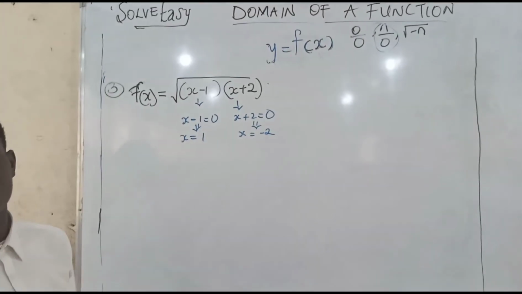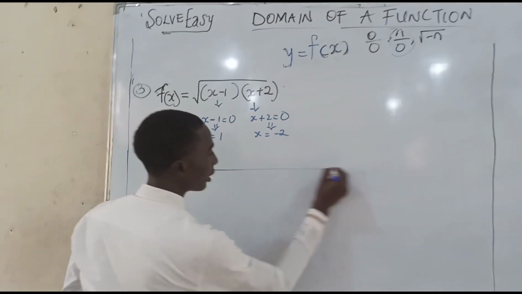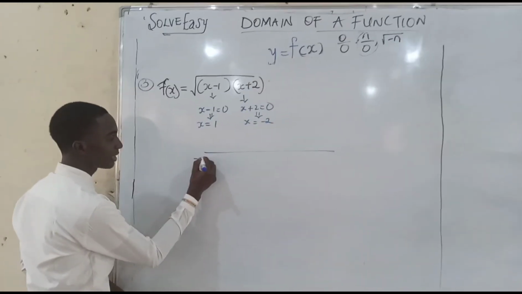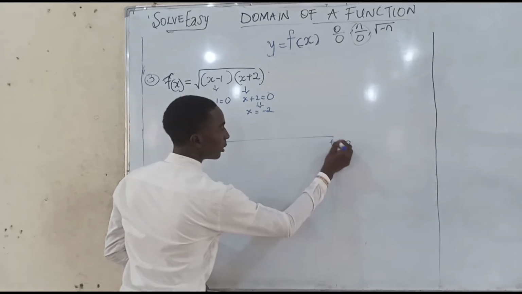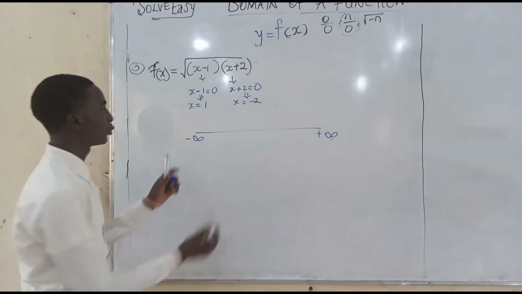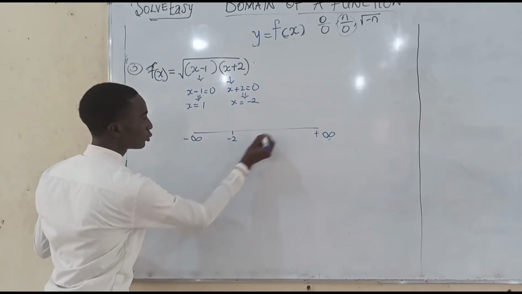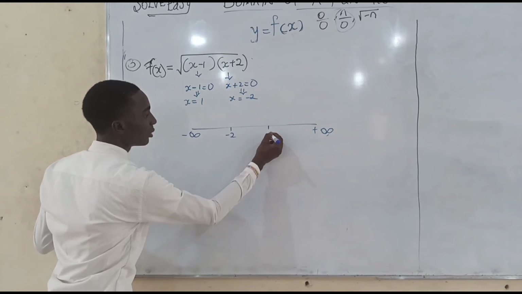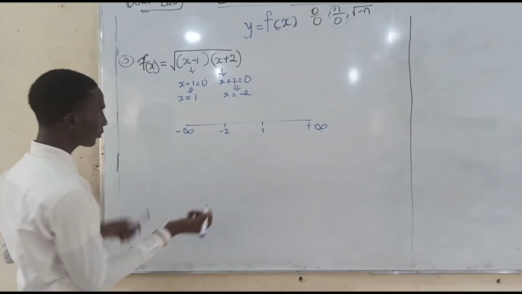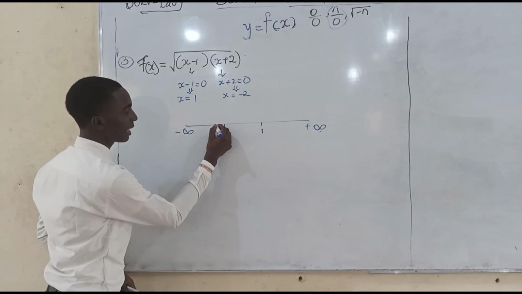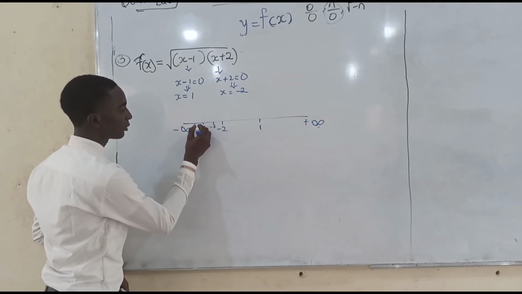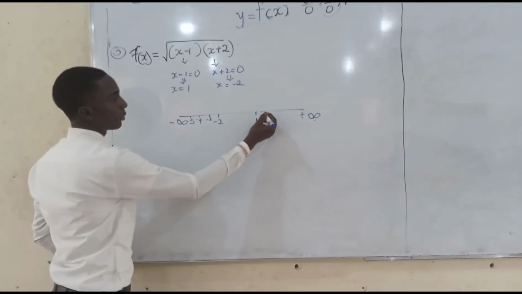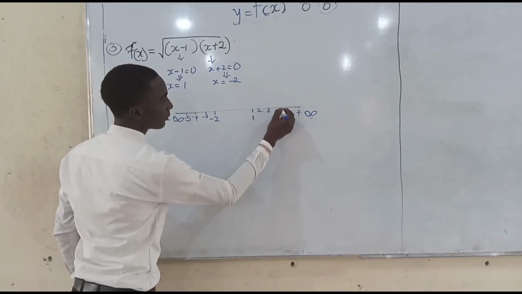So the next thing we do is to draw our number line. This is negative infinity and this is positive infinity. I'm to put my two numbers here, minus 2 and 1. So before minus 2, I'm having minus 3, minus 4, minus 5, and so on. After 1, we have 2, 3, 4, 5.